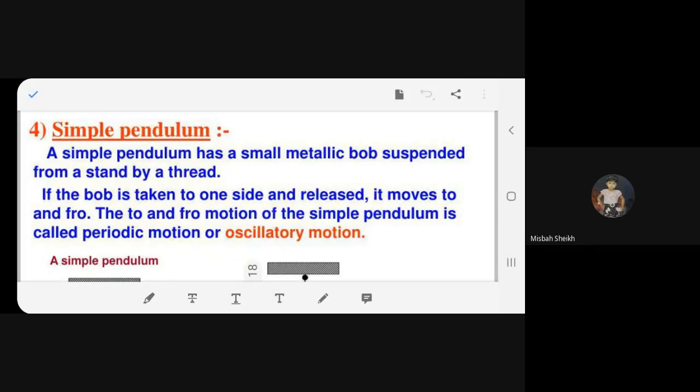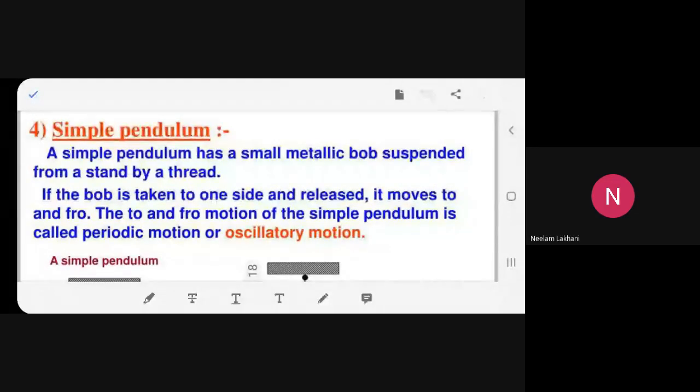Is it clear, beta? Yes. Read it again. If the bob is taken to one side and released, it moves to and fro. How does it look? Better? So you can understand the meaning. When there is a comma, the meaning is understood. You got it? Yes.